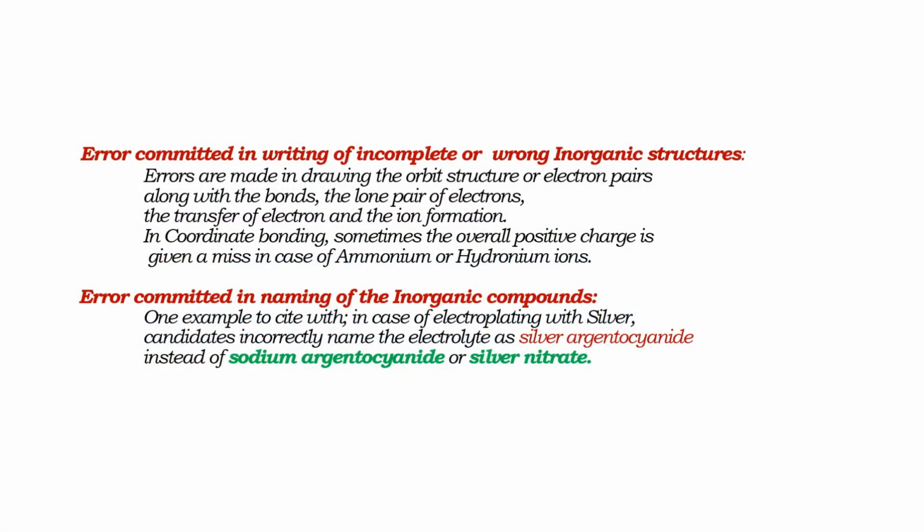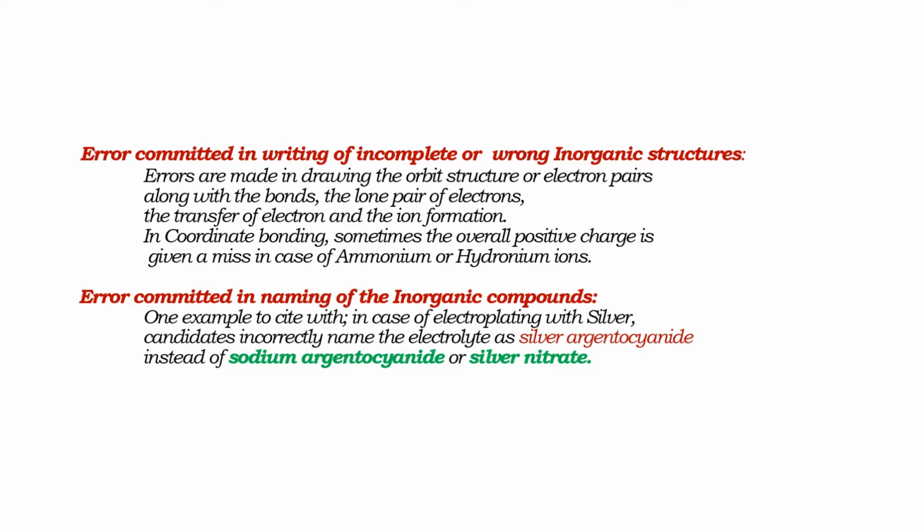Errors committed in writing incomplete or wrong inorganic structures. Errors are made in drawing the orbit structure for electron pairs along with the bonds, the lone pair of electrons, the transfer of electrons, and the ion formation. In coordinate bonding, sometimes the overall positive charge is given a miss in case of ammonium or hydronium ions.